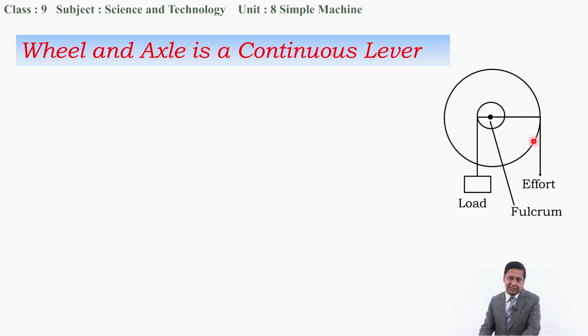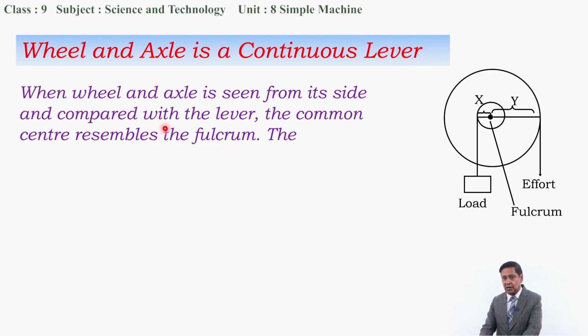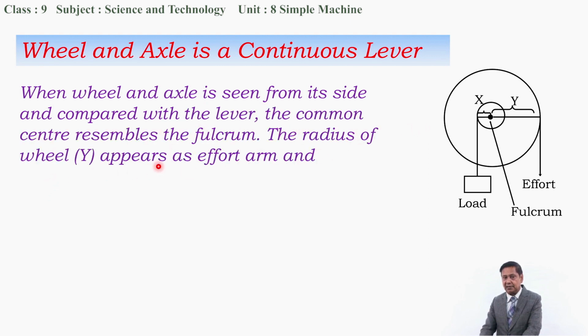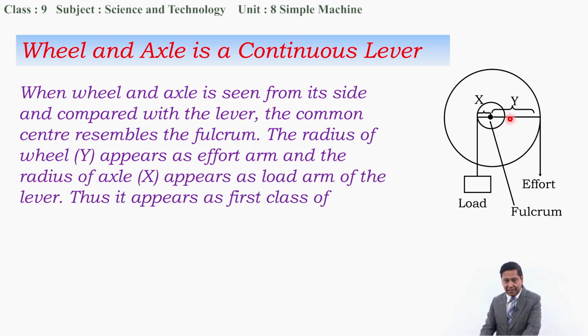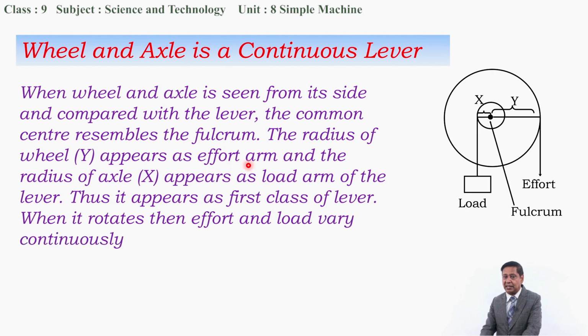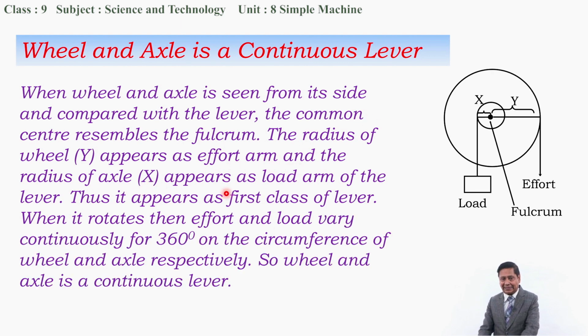We can symbolize this distance also. This is the effort distance Y and this is the load distance X, and we can write certainly why this wheel and axle is called a continuous lever. When wheel and axle is seen from its side and compared with the lever, the common center resembles the fulcrum. The radius of the wheel, which is denoted by capital Y, appears as the effort arm, and the radius of the axle, which can be denoted by X, appears as the load arm of the lever. Thus, it appears as a first class lever.